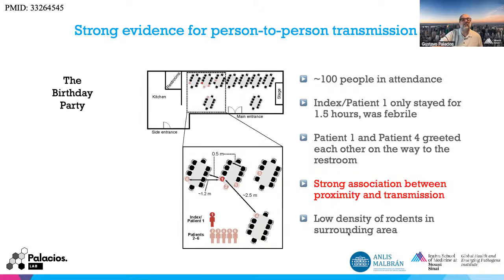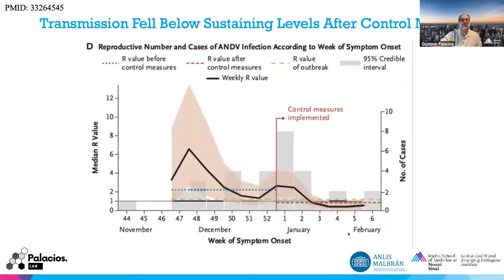Importantly, there was a very low density of rodents in the surrounding area, and that is relevant because the index case was living in a rural area and is the one that was in contact with rodents, but none of the attendees to the birthday party had been exposed to the same environment.